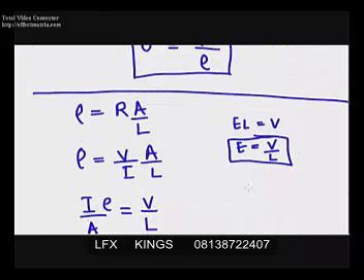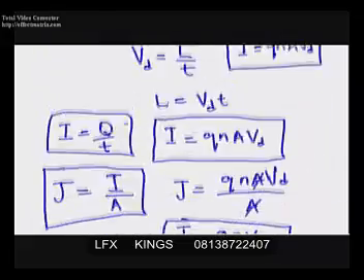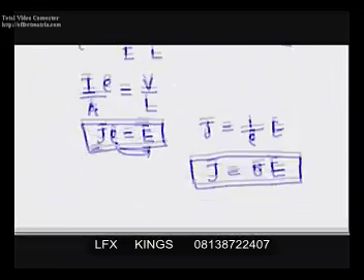We found out that conductivity is equal to 1 over resistivity. We found out that resistivity is equal to resistance multiplied by area divided by L. And these whole equations are very easy. They're very simple to prove.